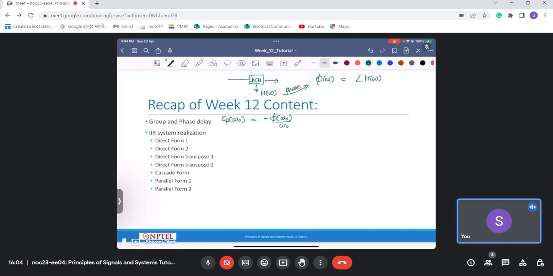And the tau p, that is the phase delay, is given as minus phi of omega naught upon omega naught, where omega naught is the frequency of the sinusoid that I am inputting to this system. So I am giving cos of omega naught t as an input. And the group delay is given as minus d by d omega of phi of omega, and this is evaluated at omega equal to omega naught.